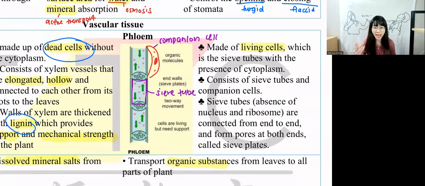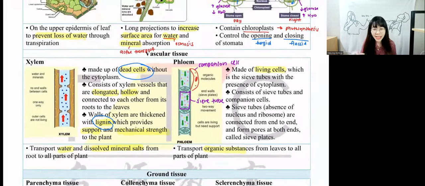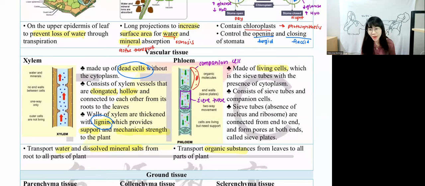So for phloem, they are able to transport organic substances with the presence of companion cell and also mitochondria in the companion cell. So this is xylem and phloem. But of course, in chapter one, you don't have to know so many details. What you have to know is just dead cell and living cell. Transport water and minerals, transport organic substances. That's all. The rest of the characteristic, you will learn it in Form 5, Chapter 4, under transpiration of plants.